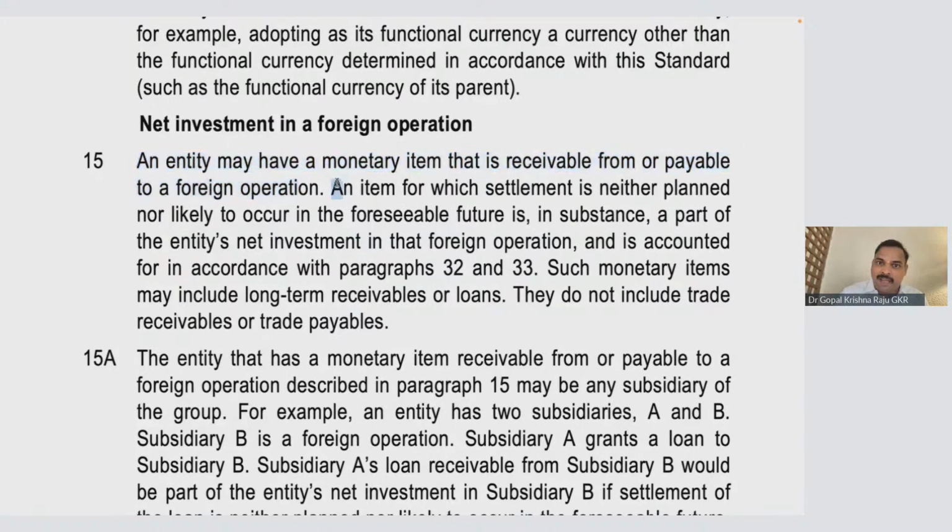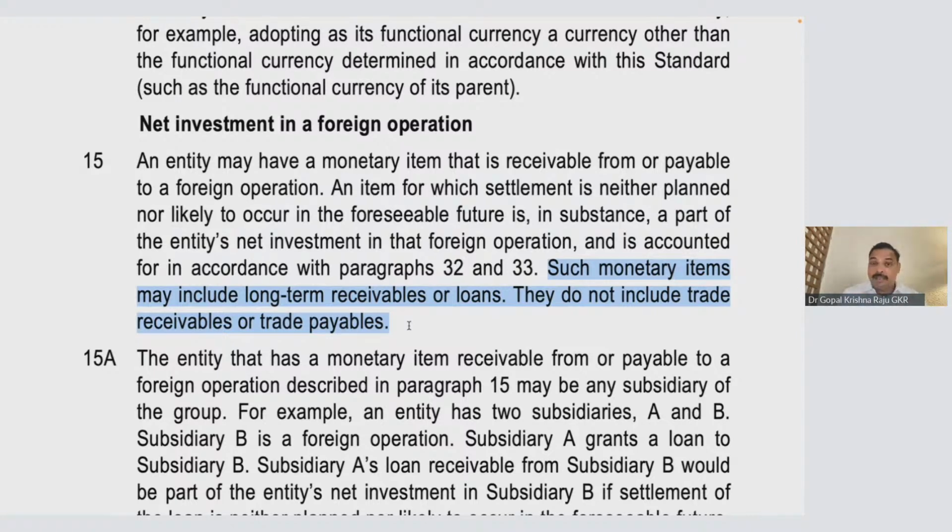An entity, an item for which settlement is neither planned nor likely to occur in the foreseeable future is, in substance, part of the net investment in a foreign operation and is accounted for in accordance with paragraphs 32 and 33. Such monetary items may include long-term receivables or loans. They do not include trade receivables or trade payables.